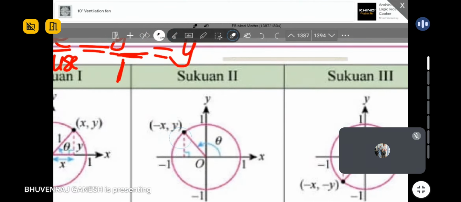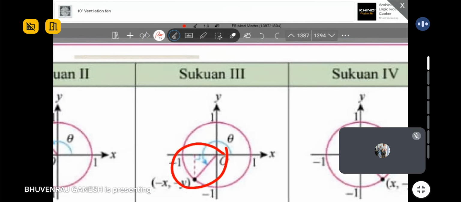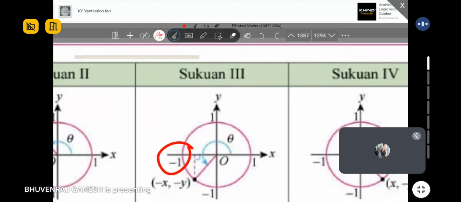Okay, kamu semua cuba pula untuk yang ni, guys. Untuk segitiga yang ni. Nilai X dan Y adalah positif atau negatif? Untuk yang ketiga. X and Y. Adakah nilai kamu positif atau negatif? Berdasarkan graf. Yes, of course negative lah. You can see the value here, guys. Negative 1, negative 1. The triangle is here.